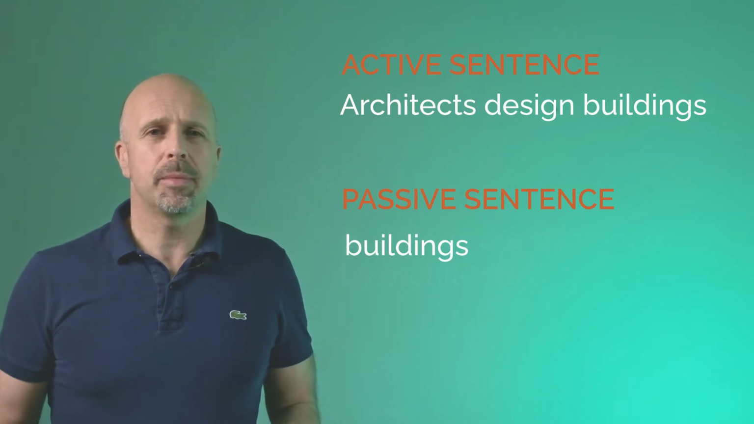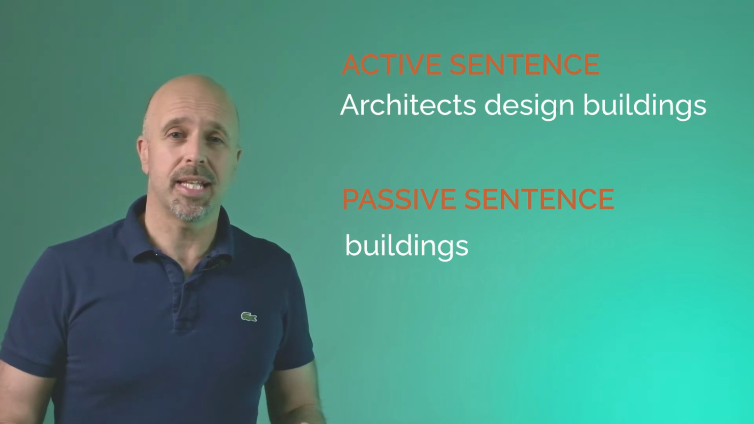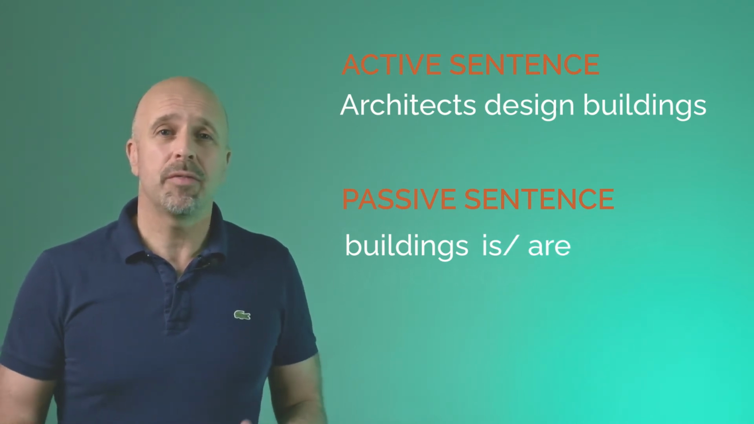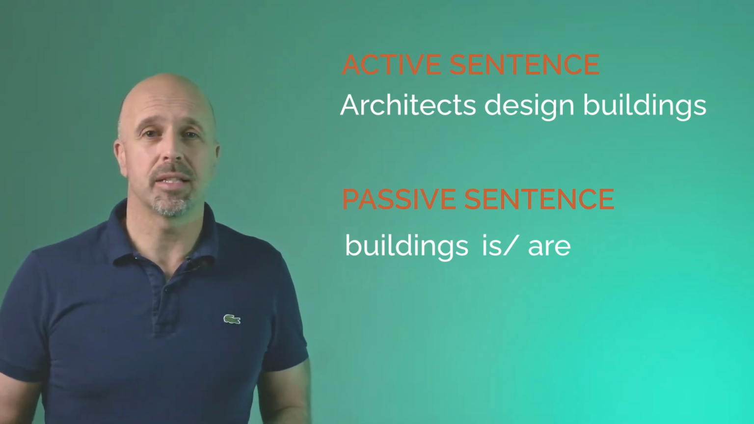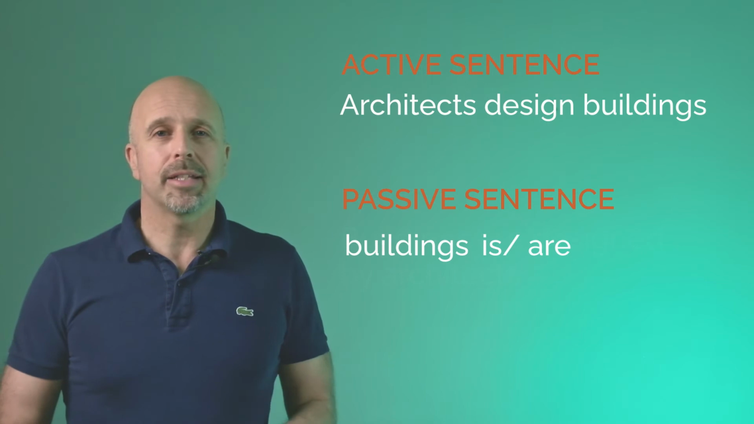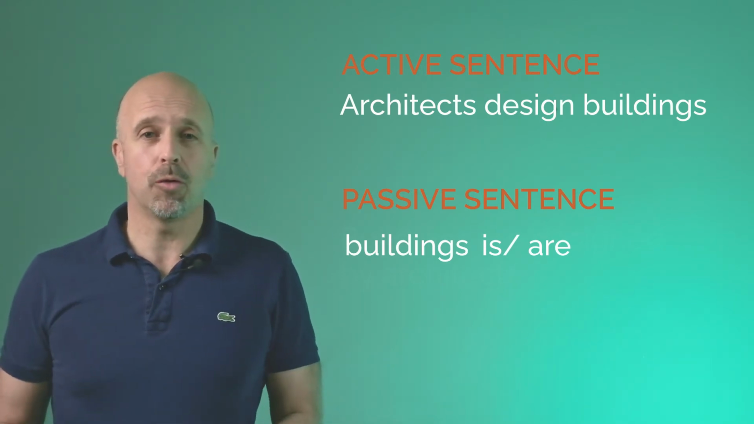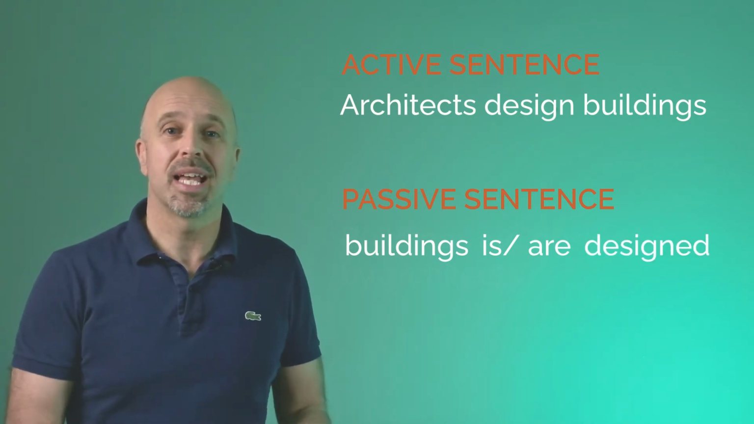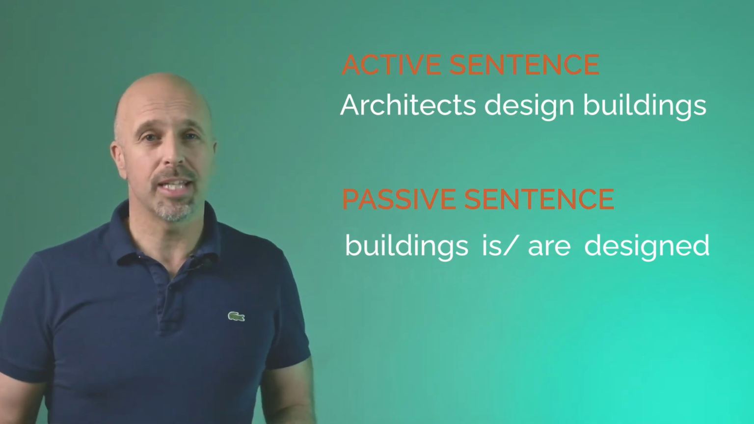In this case, buildings becomes the new subject. Then we need to determine the tense of the verb in the active sentence. In this case, it's in the simple present, so we say is. But if it was in the past tense, we would use was in the passive sentence. And after that, we have to put the main verb into its participle form. In this case, we have design. Design becomes designed. You might have to revise your irregular verbs for this.